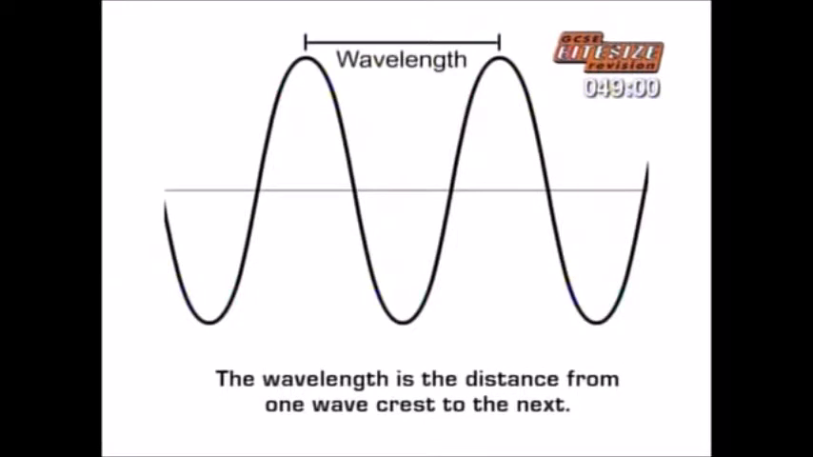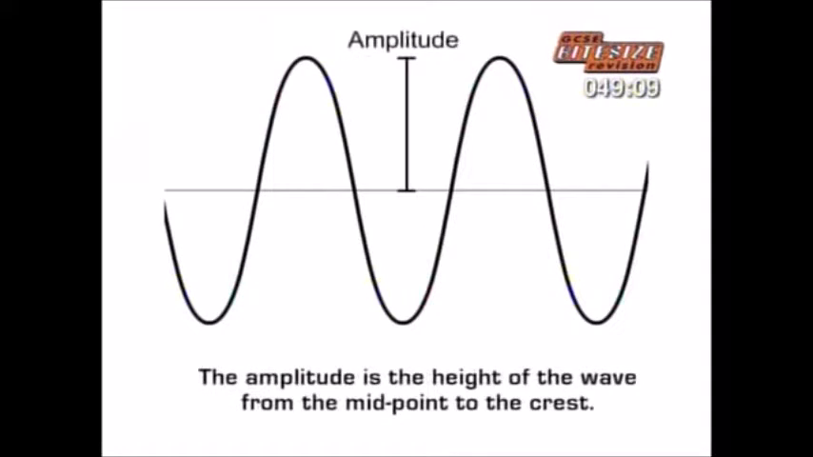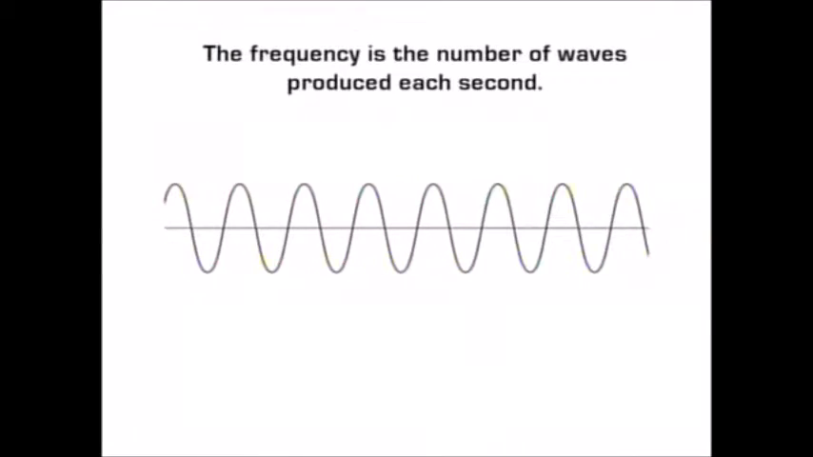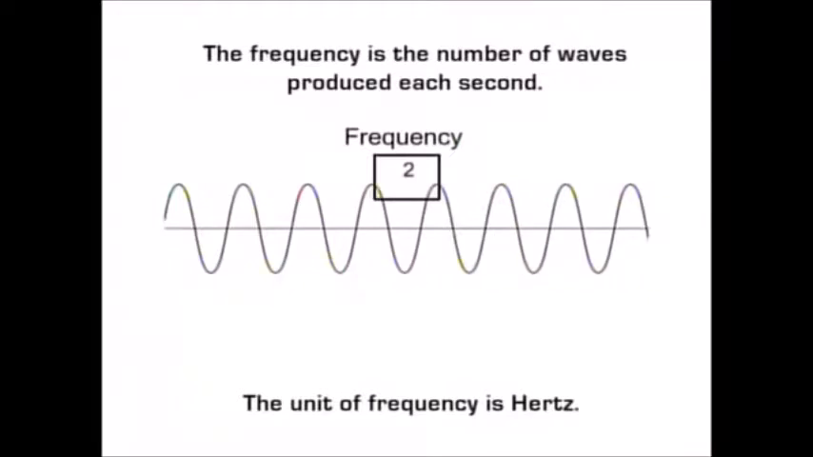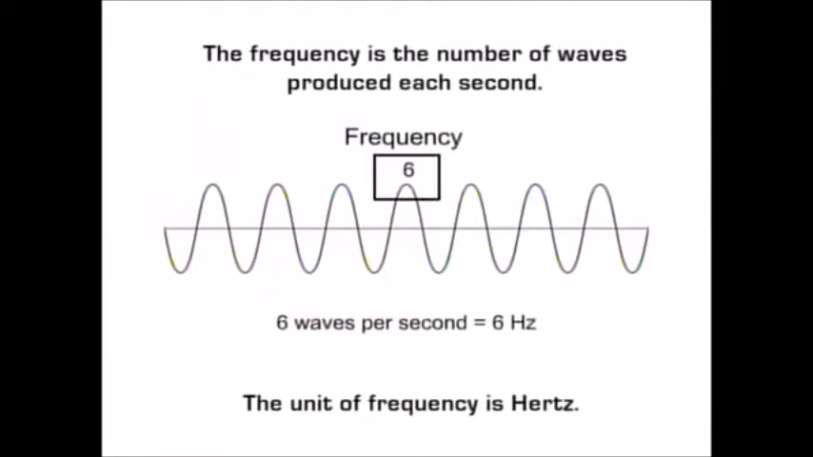The wavelength of a wave is the distance from one crest to the next. The symbol for wavelength is the Greek letter lambda. The amplitude of a wave is the height from the midpoint to the crest. The frequency of a wave tells you the number of waves passing a point each second. The unit of frequency is the hertz.